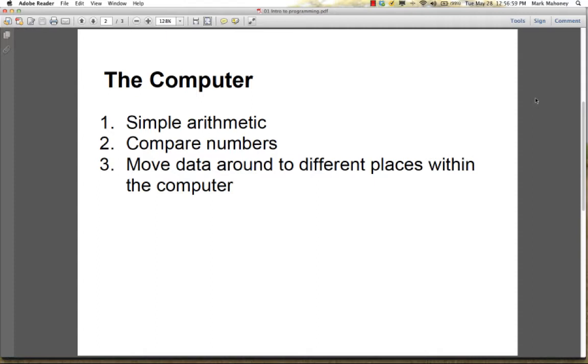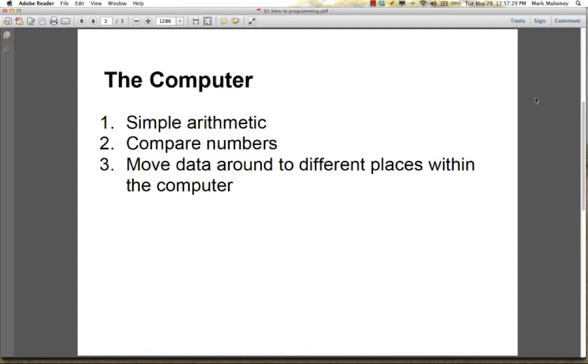Shortly we're going to talk about the different places that data can live, but you probably already know something about these places because you know a computer has a hard drive and a memory. And the computer can move data from one of these places to another, and even different places within the same component, let's say memory. Okay, so basically the computer can do the same things that a typical 10-year-old can do. Right? Arithmetic, compare numbers, move data around.